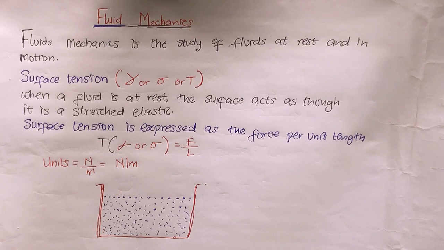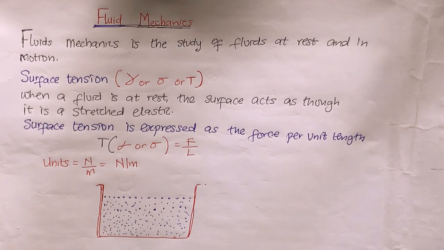A best example of surface tension is the behavior of water, let's say from a tap. When you close the tap, there will be a drop of water from that tap. The drop of water behaves as if it is at rest. At that time, it stretches like an elastic material. That particular elastic property of the water is what we call surface tension.